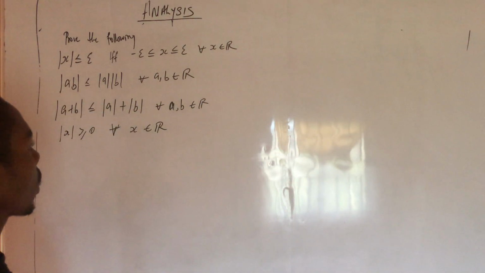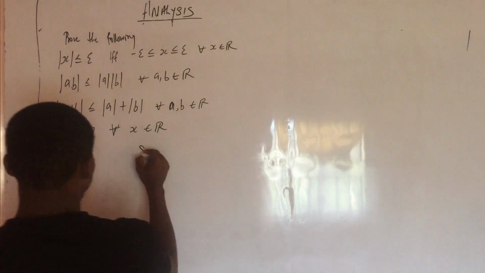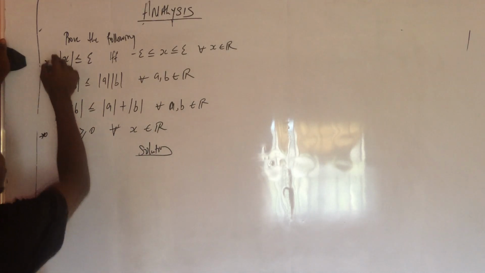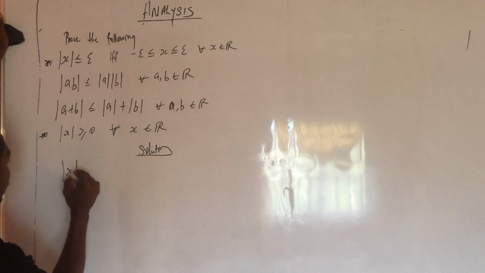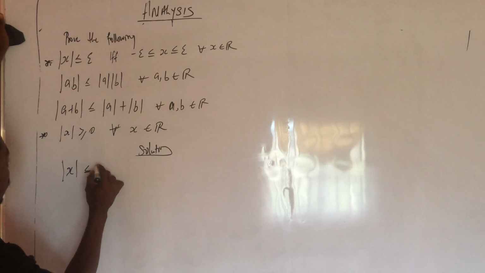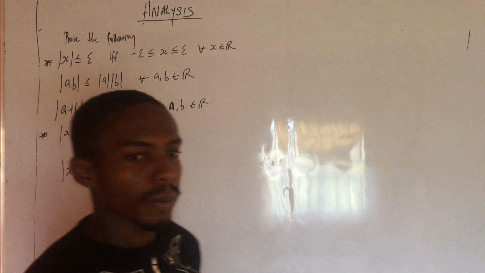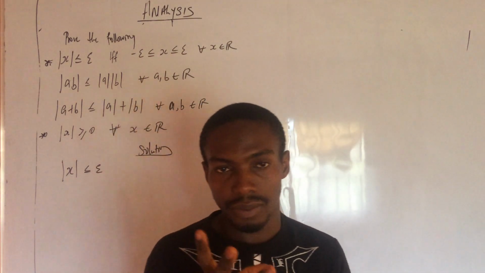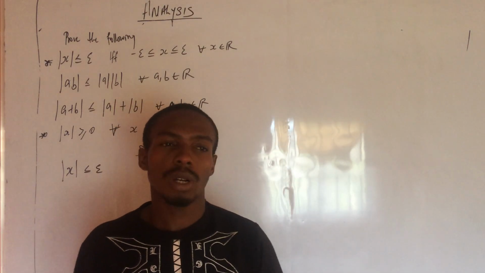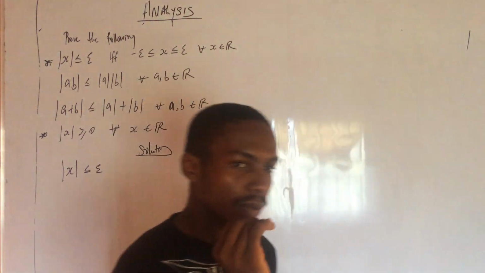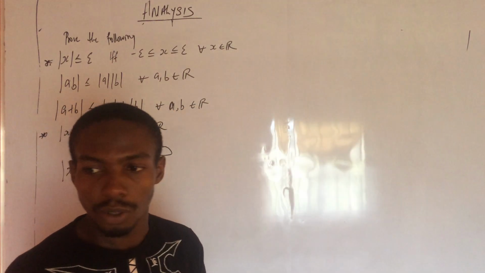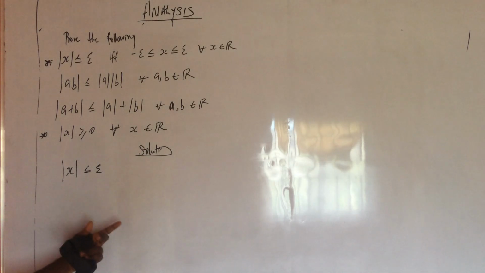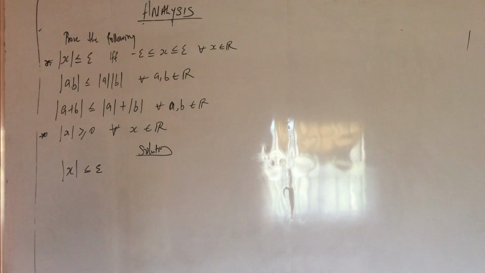So example number 1 says the absolute value of x is less than or equal to epsilon. I'm going to be solving this one and this. And what is an epsilon? Epsilon is any positive number, no matter how small the positive number is, even if it is 1 over 4, or 1 over 8, or 1 over 125. Any number greater than 0 is what they call epsilon. So that is what we're going to be proving now.